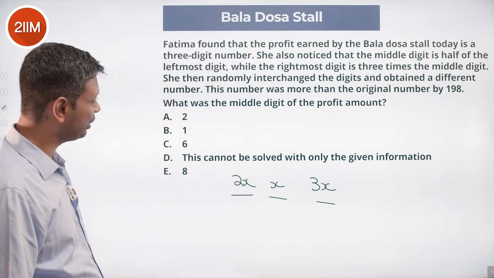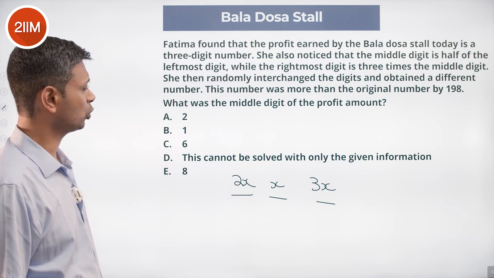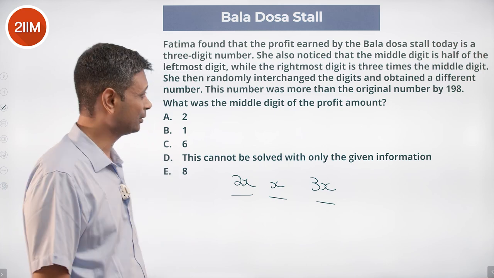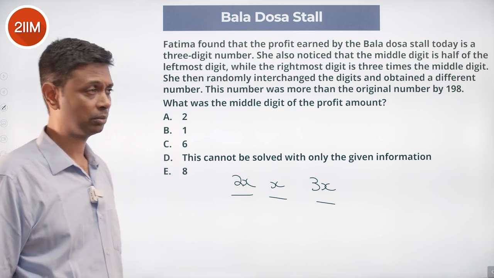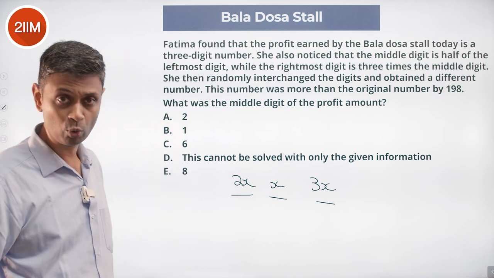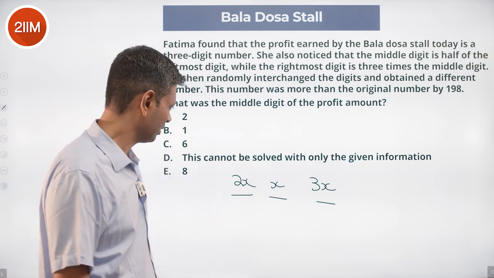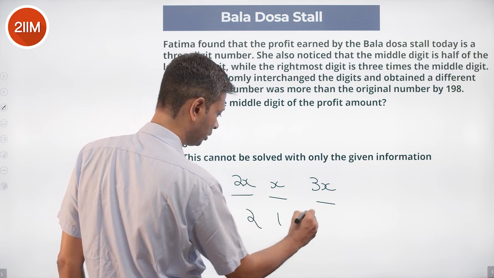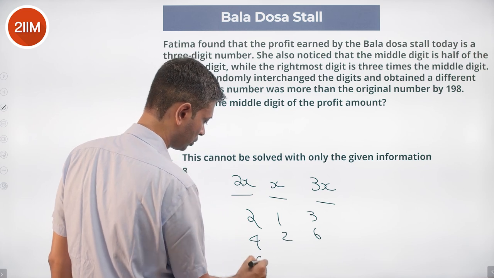She then randomly interchanged the digits and obtained a different number. This number was more than the original number by 198. What was the middle digit of the profit amount? She randomly interchanged the digits and the number was more, or we should start with 3x. Right? First of all, these three are digits. We are looking at 213 or 426 or 624.